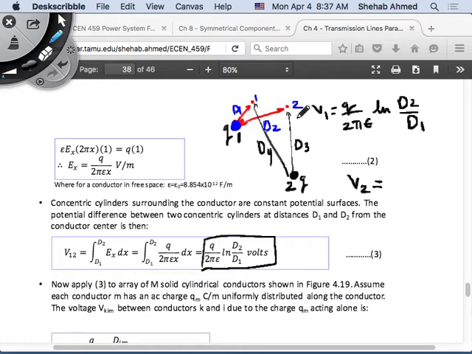Q over 2 pi epsilon. Exactly. Q over 2 pi epsilon natural log D4 over D3. We will integrate from the closer to the further away. Just because point 2 is closer, I call this D3. So D4 over D3. So now what is the total voltage between points 1 and 2? What is V12 now?